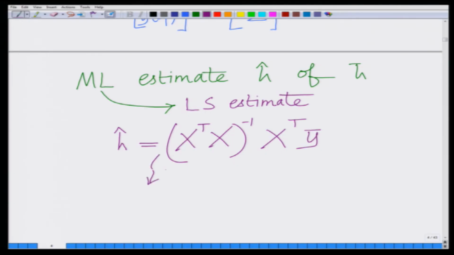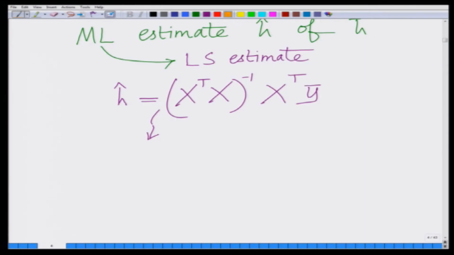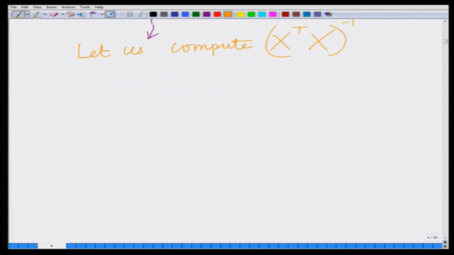So, x is a pilot matrix. Let us first compute this quantity x transpose x inverse. Okay. First we will compute x transpose x and then compute the inverse naturally. So, proceeding in steps, I would like to first compute x transpose x inverse. Now, x transpose x.